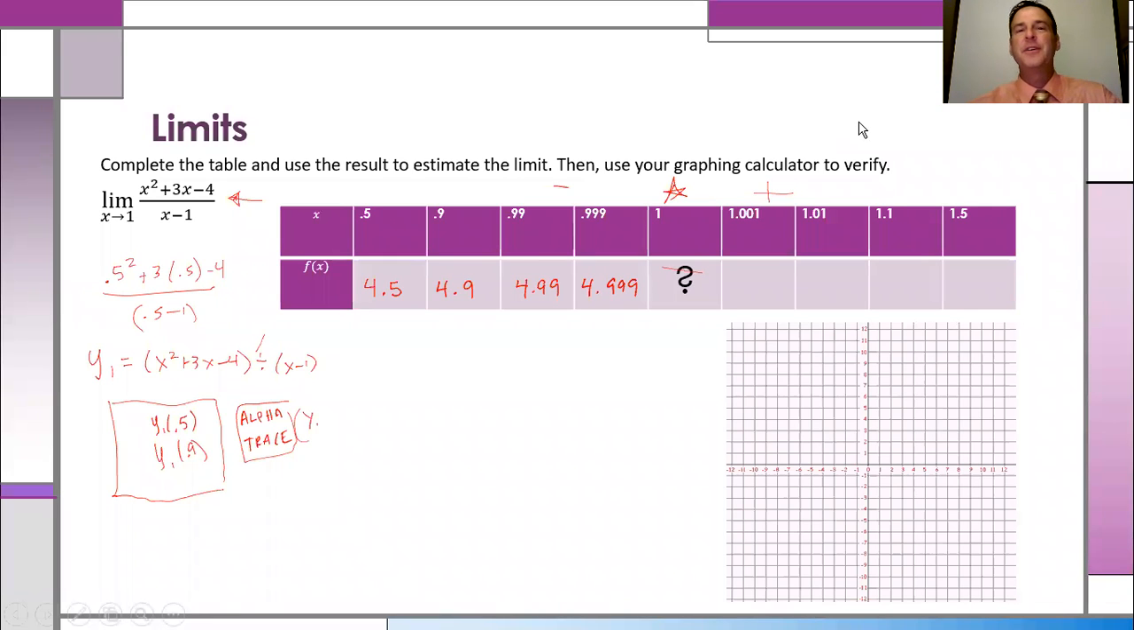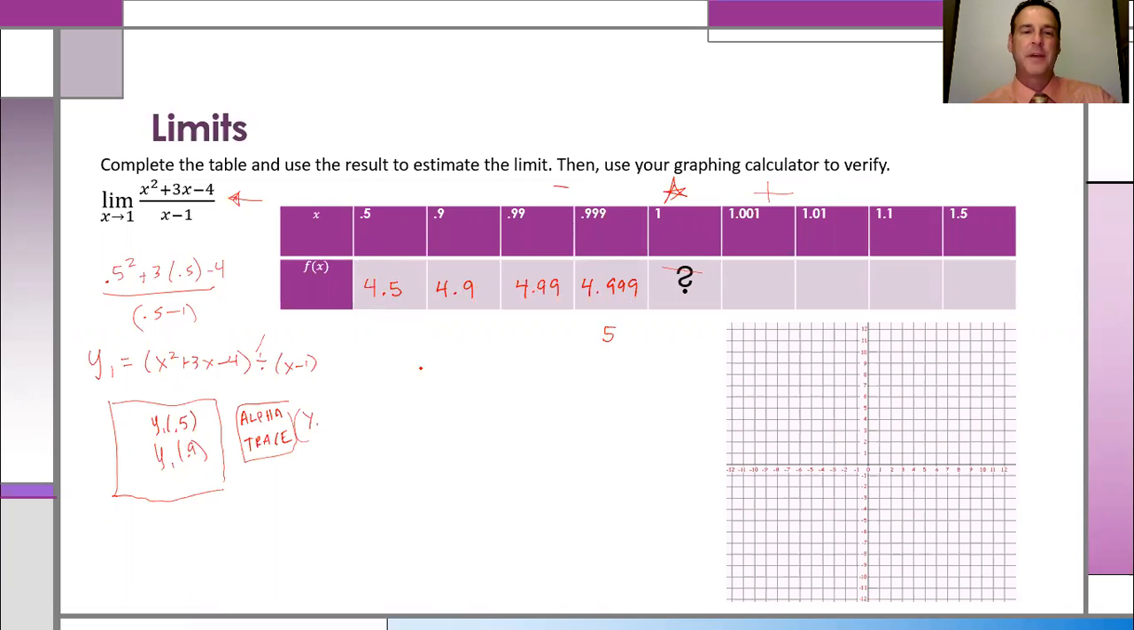All right, if you did all of those and you've unpaused, you're not cheating, you're not just waiting for my answers, here's what I end up getting, okay? I filled in my chart. As I get closer to 1 from my x value, the corresponding y value gets closer and closer to, it looks like it gets closer to 5, okay?